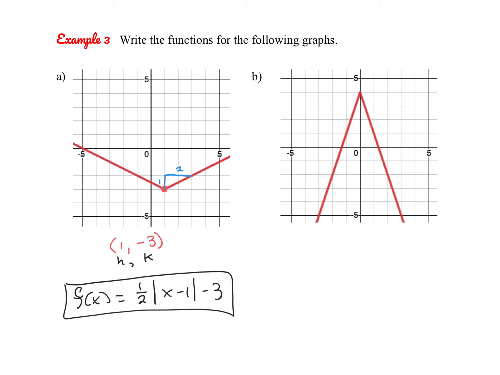Okay, let's try part B together. So our vertex is here at 0, 4. So that's again going to be our h and k values. And then let's look at our slope going to the right. From here to here, we can see that our slope is negative 3. So that's going to be that a value out front. So we could say f of x equals negative 3 times the absolute value of x. H is 0, so we don't need to add or subtract anything. And then plus 4.